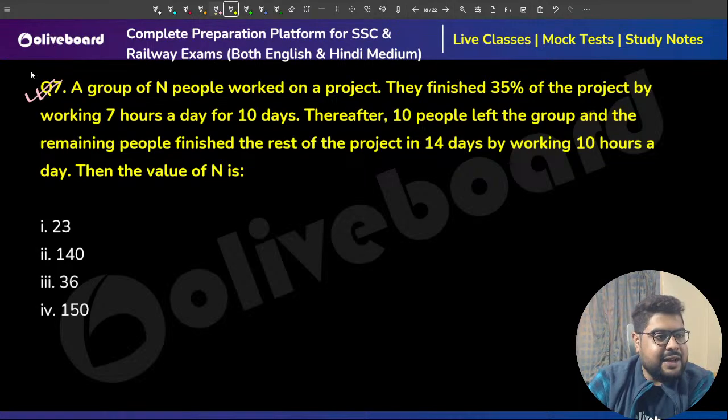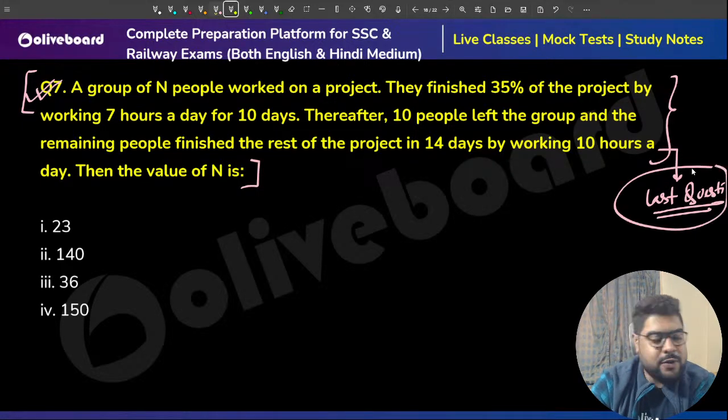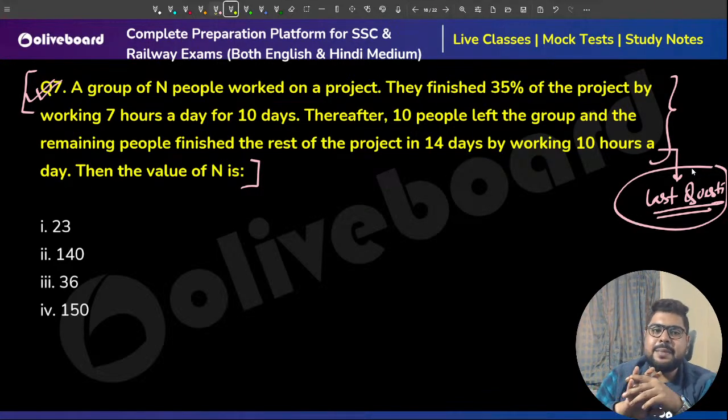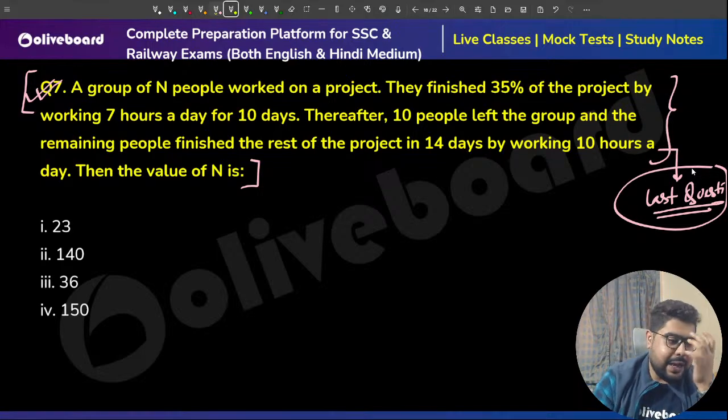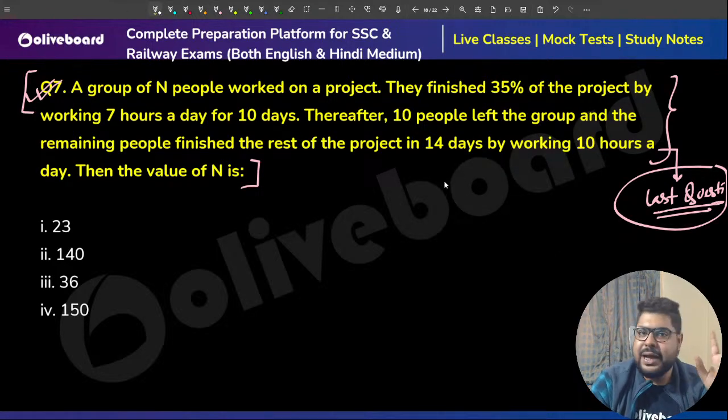This is another question. This is the last question that we'll do. Very, very good quality question from the point of view of the exam. This is a PYQ of some exam. Okay, so I'll give you that.